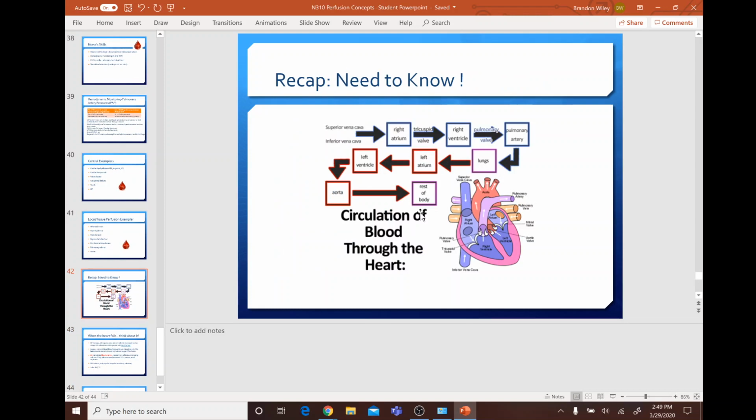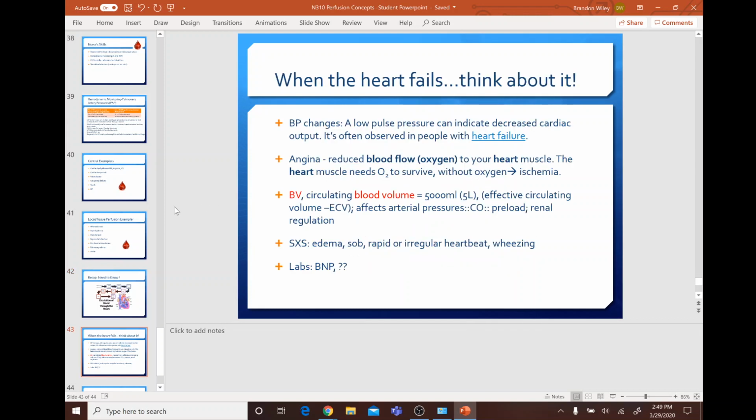So how do you think blood flows through the heart? It goes to the superior and inferior vena cava, to the right atrium, to the tricuspid valve, to the right ventricle, to the pulmonary valve, to the pulmonary artery, to the lungs, to the left atrium, to the mitral valve, to the left ventricle, to the aorta, and then to the rest of the body.